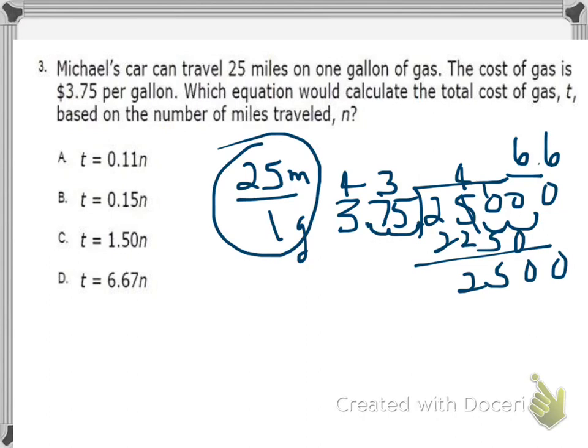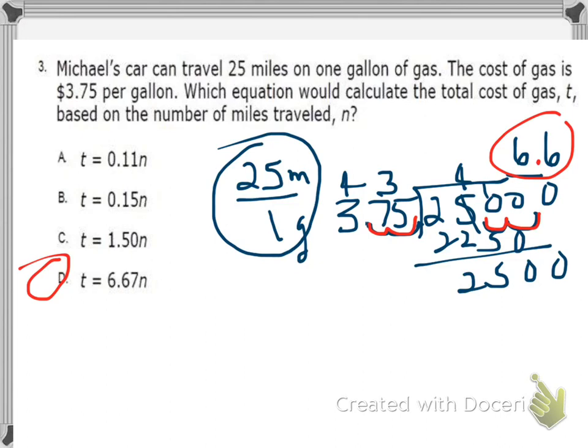So over here, what I did was I divided $3.75 into 25 miles. And in order to do that, you have to move the decimal over 2. So I move this decimal over 2. And I didn't finish all the long division because I didn't have to, because the first two numbers I got were 6.6, which means the only logical answer is D.